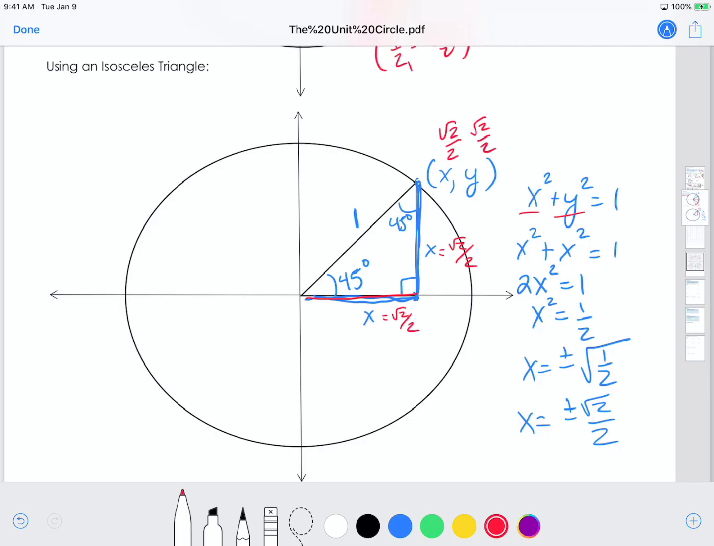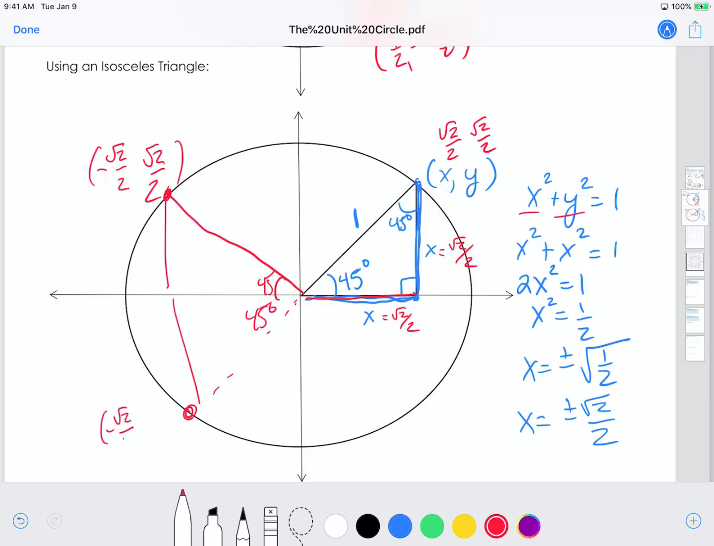I can make that same argument over here for this 45-degree angle. So I know that this would be negative square root of 2 over 2 and square root of 2 over 2, negative because it's in the second quadrant. My x value has to be negative. And when I make that same argument down here with the 45-degree angle, this would have to be negative square root of 2 over 2 and negative square root of 2 over 2 because this is in the third quadrant where both x and y are negative.